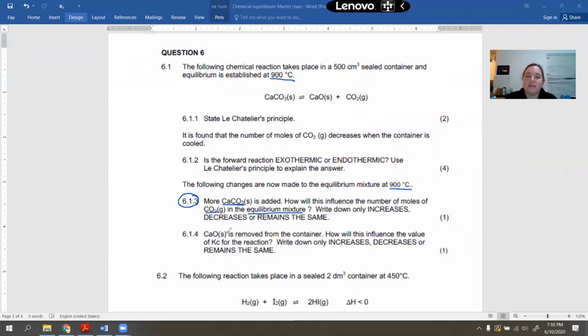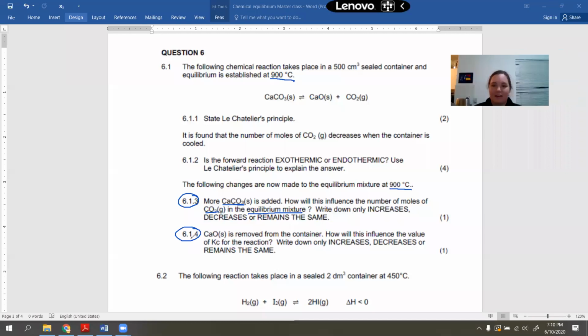And then the next question says that calcium oxide is removed from the container. How will this influence the value of Kc for the reaction? Write down only increases, decreases, or remains the same. So I'm going to ask you to pick 2 answers, one for 6.1.3 and one for 6.1.4, and then we're going to compare the 2. All right. Okay, give me a thumbs up when you've got that.